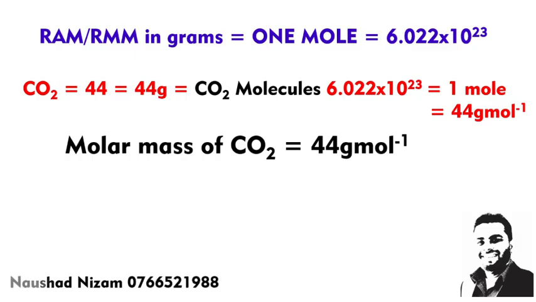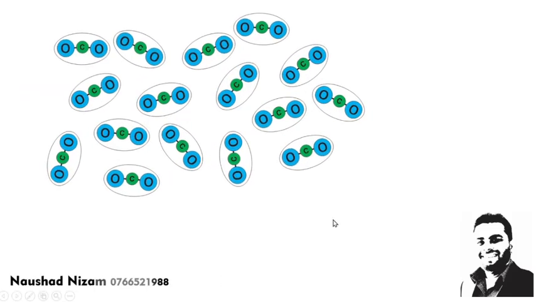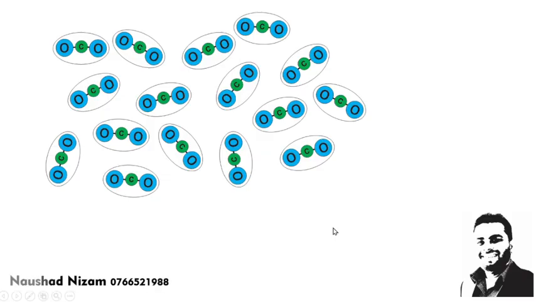Similarly, if you take glucose, we found that the relative molecular mass of glucose was 180. Put it in grams, you get 180 grams. When you count the molecules one by one, you will find the Avogadro number, 1 mole. Right? Right. So now answer me this question.